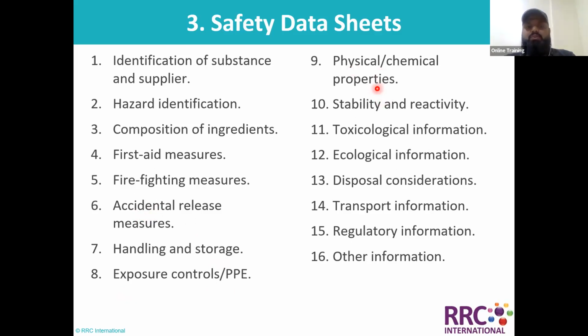Physical and chemical properties of that chemical. Then stability and reactivity of that chemical. If it spills somewhere, will it evaporate, will it stay there, will it react with something?